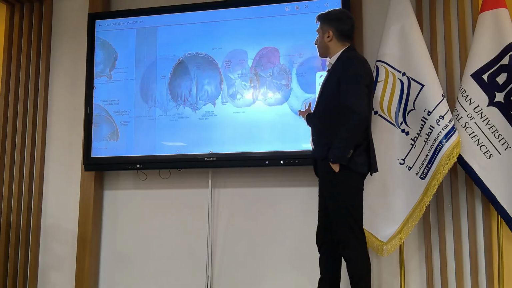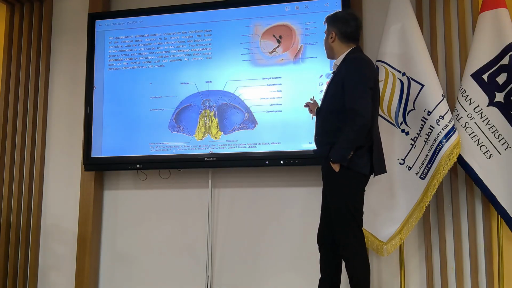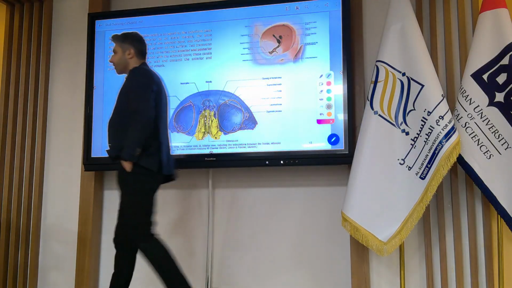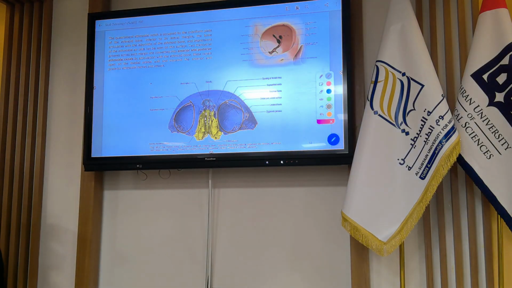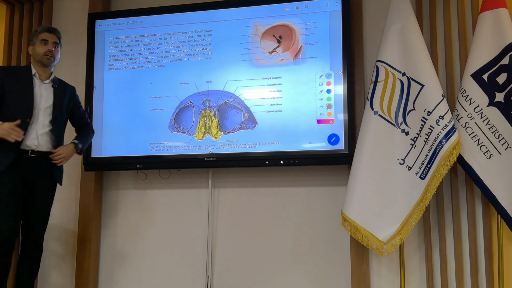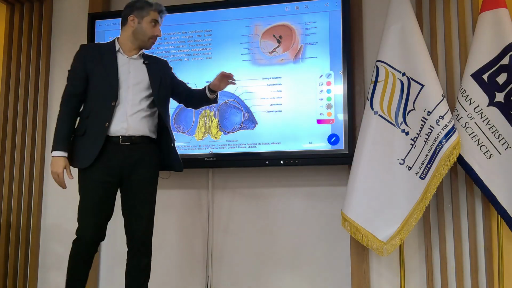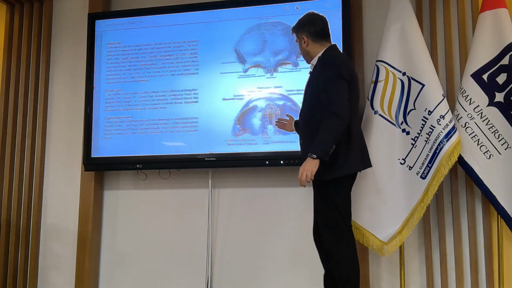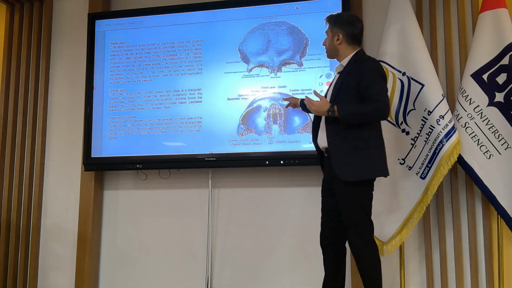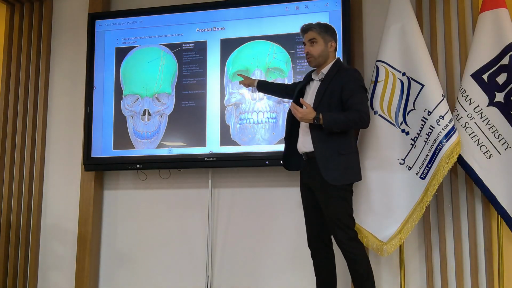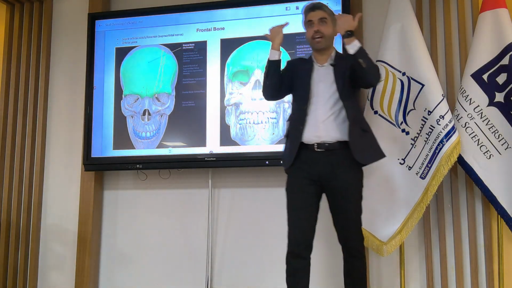So the next part of the frontal bone is the orbital plates. These are the roof of the orbit. Look at here, right side and left side. They are located in the roof of the orbits, and they are the orbital plates, right and left. As you know, the orbital plates right and left are not attached together.